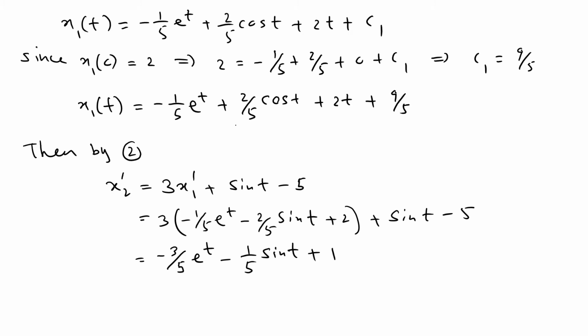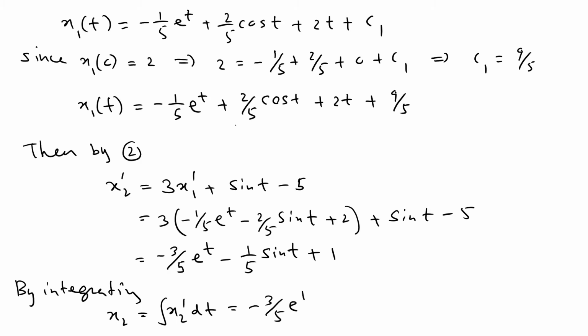And then what you do is you integrate. So by integrating, x2 equals the integral of x2 prime dt, you integrate the derivative. You're going to get negative 3/5 e^t. This is a negative sine, which means a cosine, so it is 1/5 cosine t plus t plus c2.